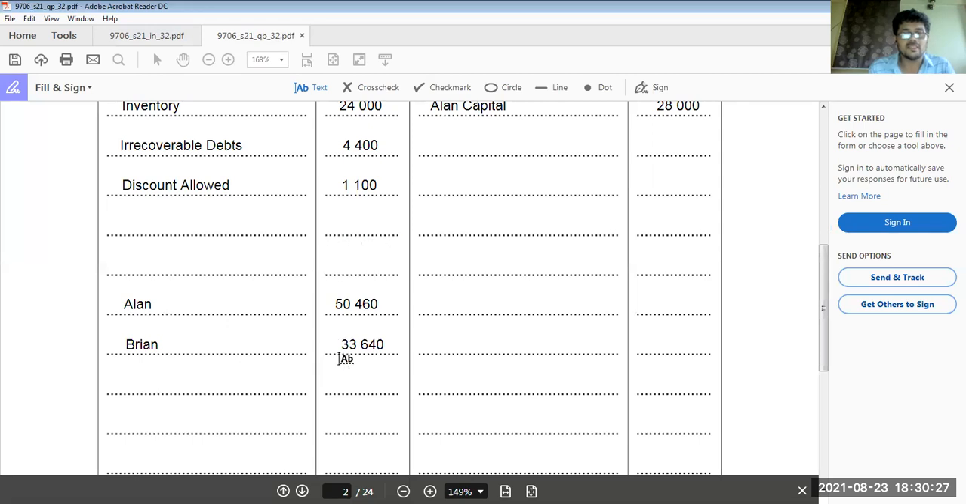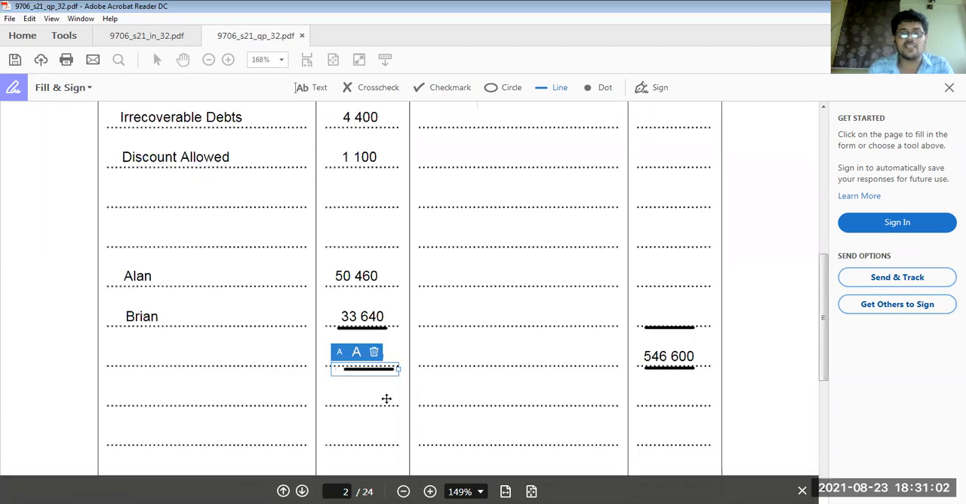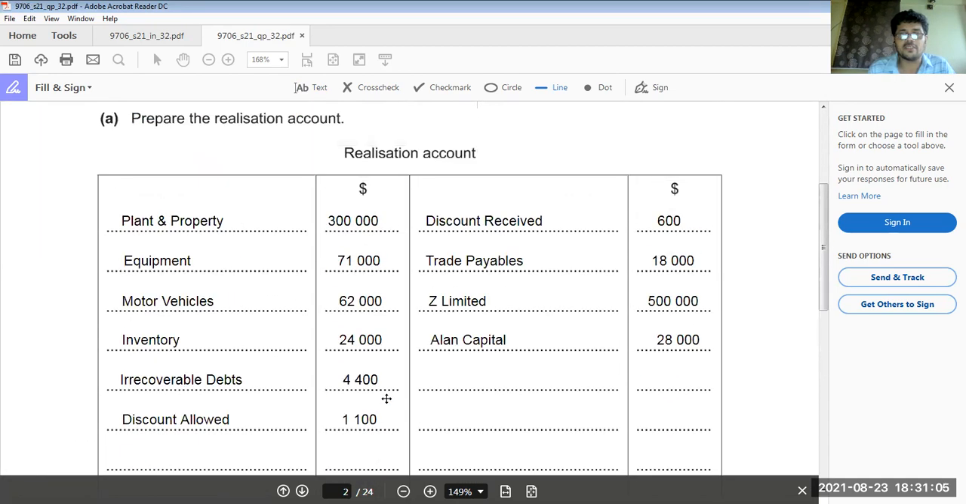Done. Now get the total over here. That must be equal to 546,600. This is the way you have to do this question. Getting my point here? So this is how we take a realization account of items including that. Now move to the next part of the question.